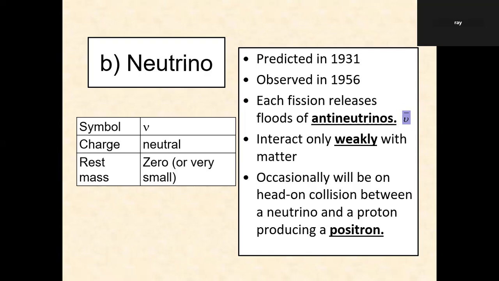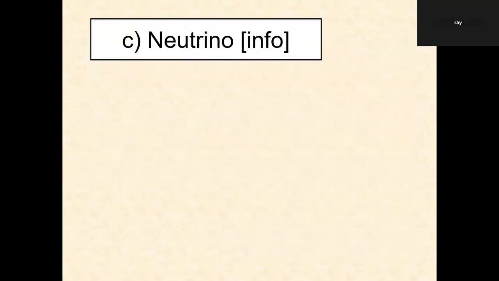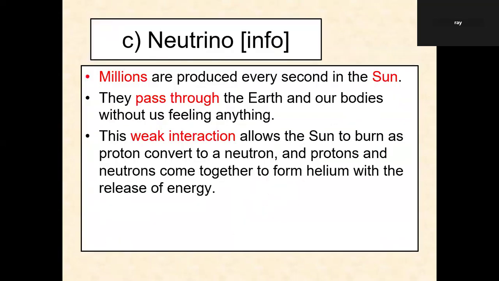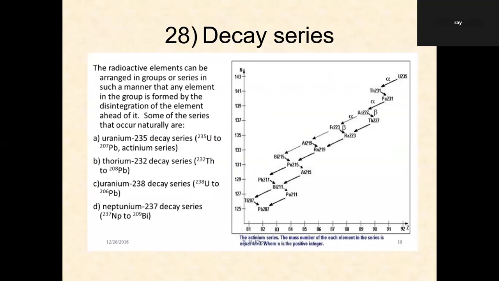Occasionally there will be a head-on collision between a neutrino and a proton, producing a positron. We won't bother about that. You don't need to memorize the decay series, just know that it does exist. That means uranium-235 is unstable. It will keep on decaying until it reaches lead, which is a stable isotope.